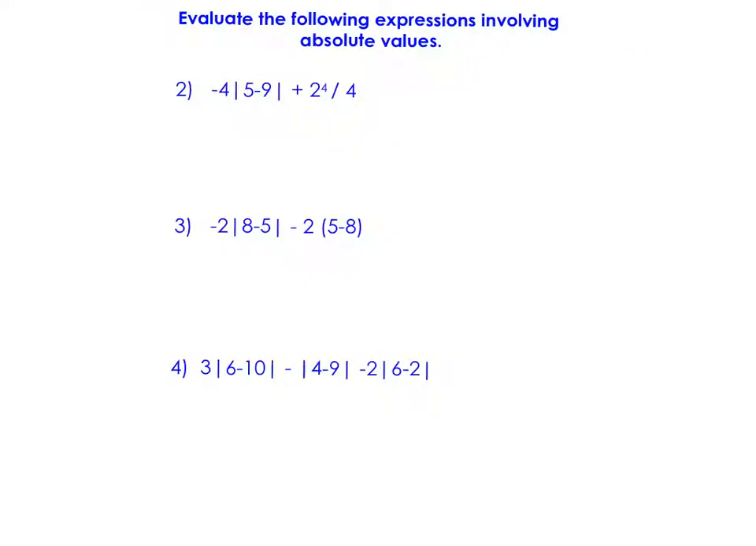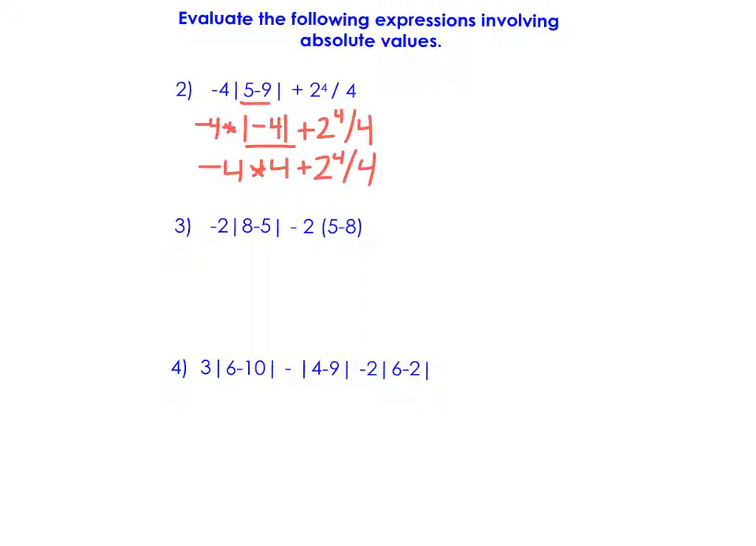So in this slide, we're going to walk through 3 absolute value problems, 3 expressions that contain absolute values, and solve them completely. So here we're going to start, just like we did before, by evaluating what's inside of our absolute value. So we have negative 4 times the absolute value of 5 minus 9, or 5 plus a negative 9 is negative 4, plus 2 to the 4th power, all divided by 4. Then I need to actually evaluate the absolute value, so I see negative 4 times the absolute value of negative 4 is a positive 4, because negative 4 is 4 units away from 0.